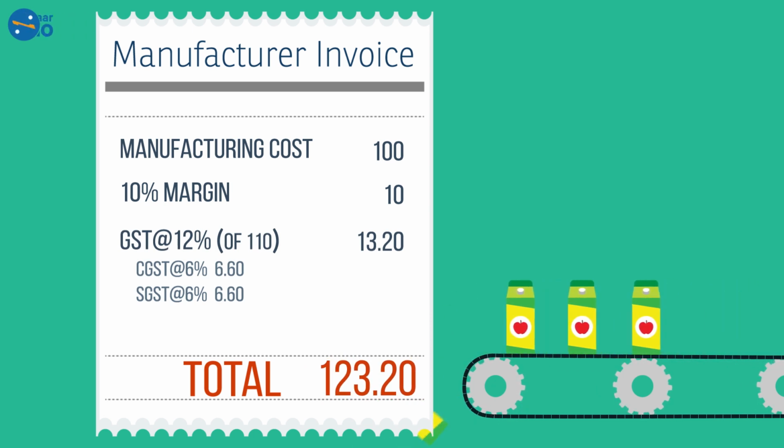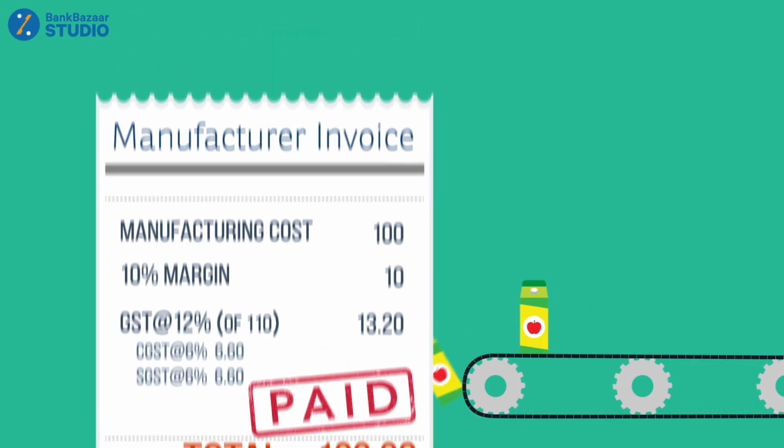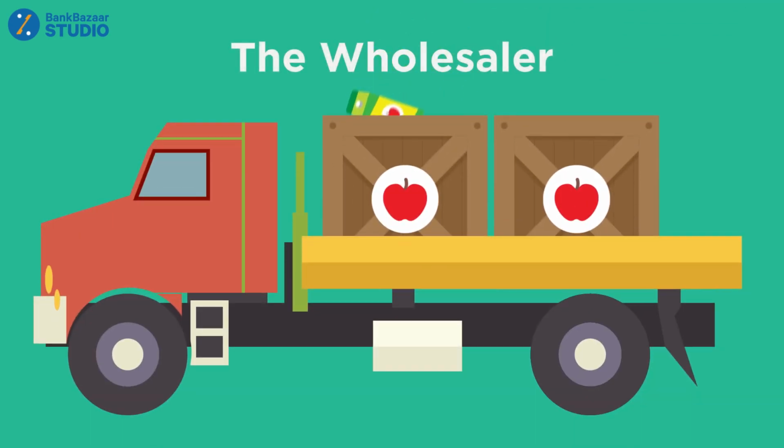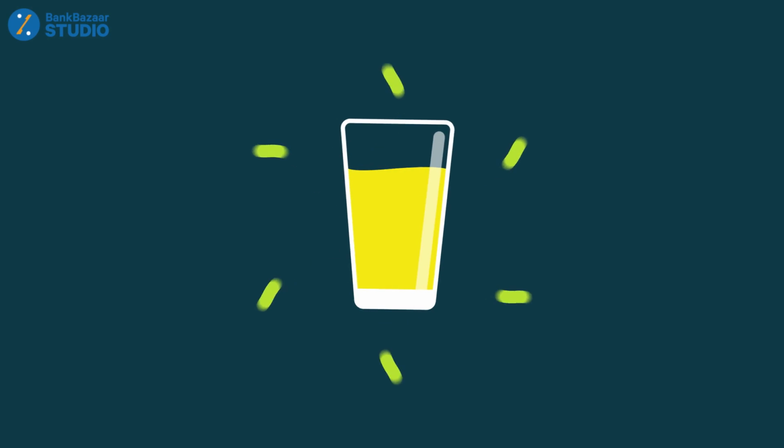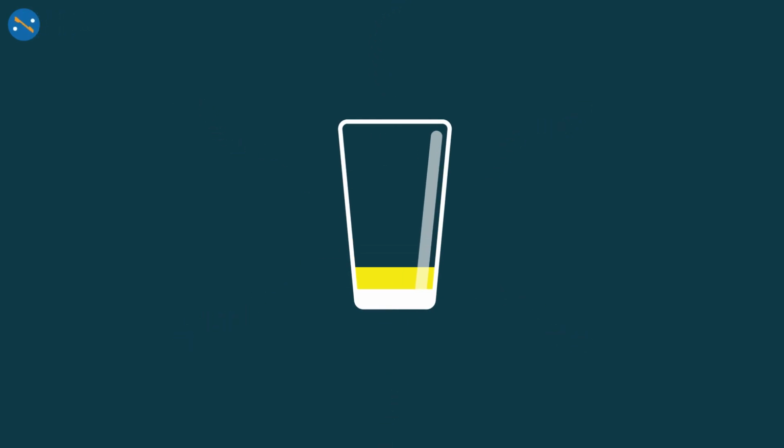This is the amount that the manufacturer will invoice the next person in the supply chain, and that's the wholesaler. Before we go on, let's grab a refreshing glass of fruit juice. That was good. Let's get back to crunching numbers.